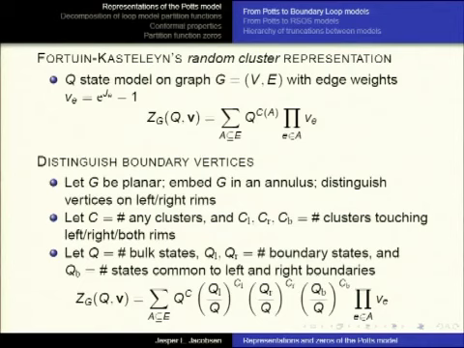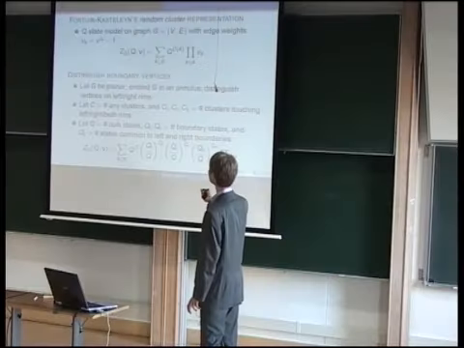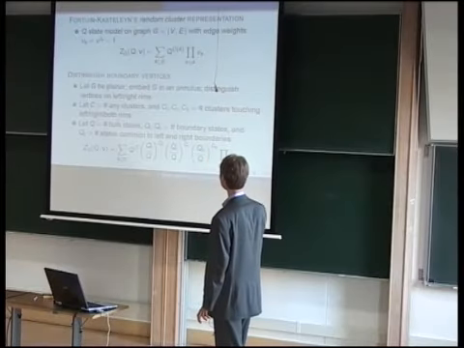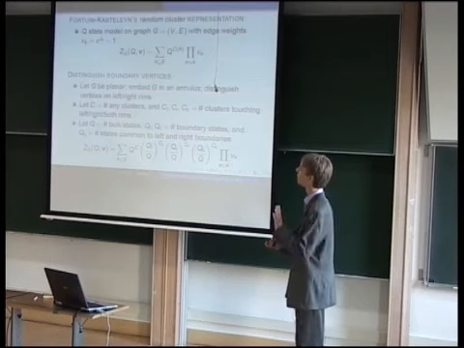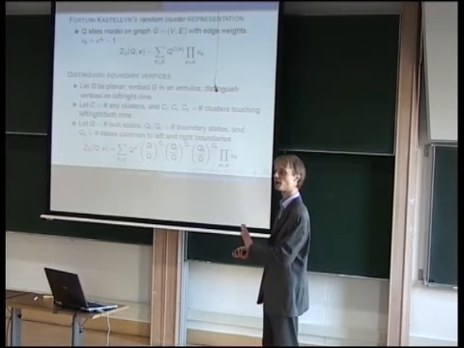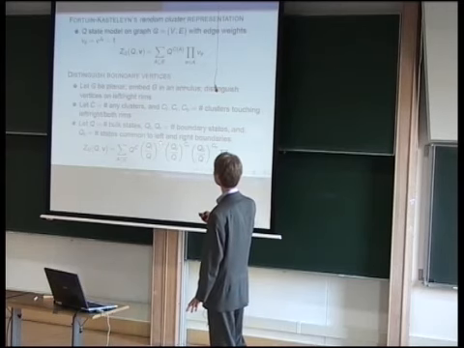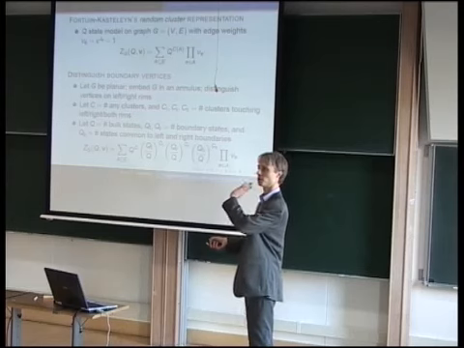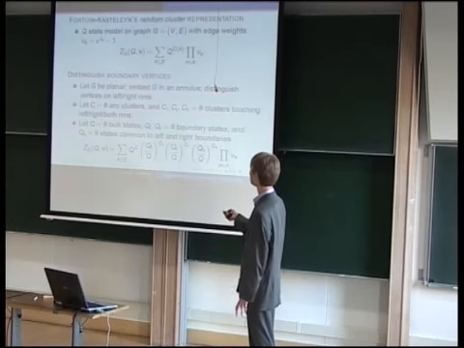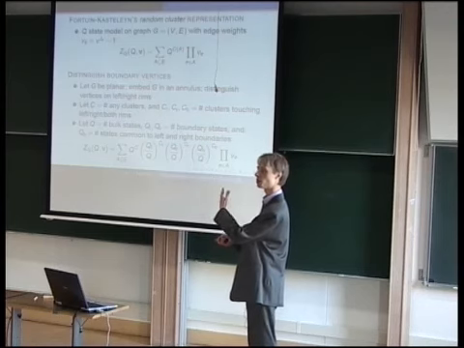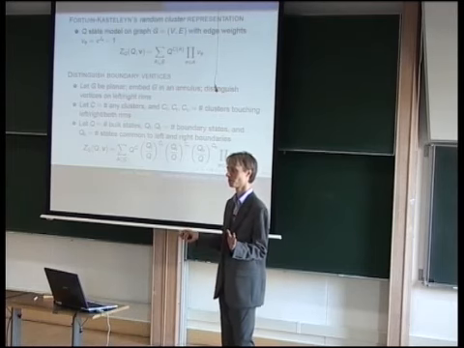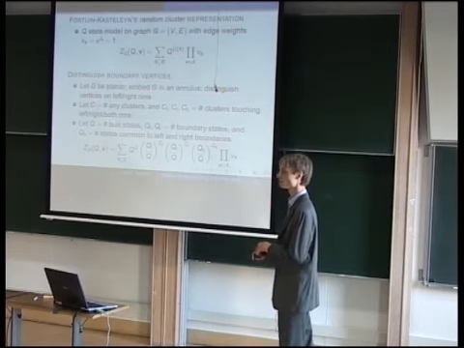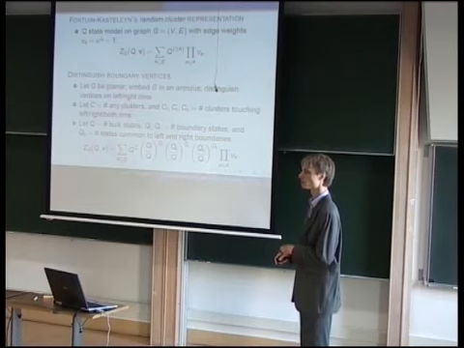If I do that, then using exactly the same construction, my partition function is going to look like this. Let C be any number of clusters, including clusters which touch the left or right rim, and let CL be clusters which touch the left rim but never the right, CR those which touch the right rim but never the left, and CB those which touch both left and right. And this actually has an interpretation in terms of colorings also, right? Yes.